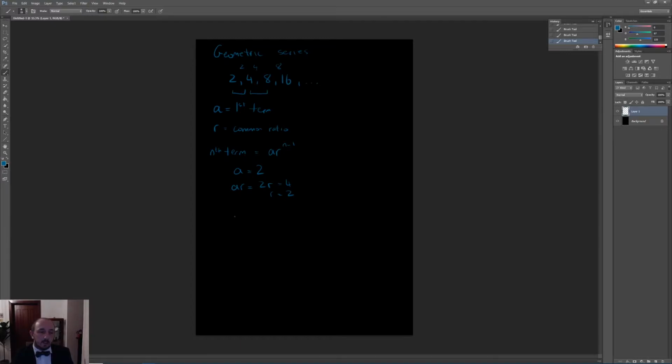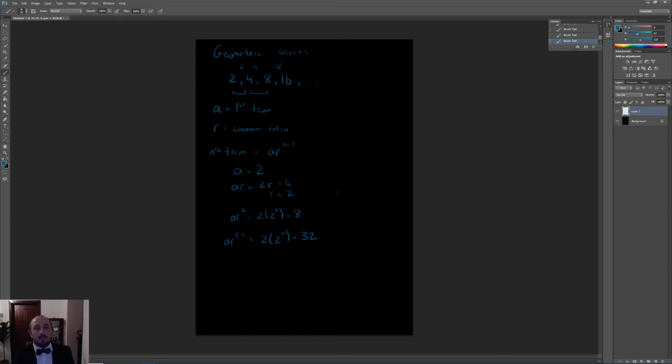The third term would be AR squared, because for the third term n equals 3, and 3 minus 1 gives us the 2 in the power. So AR squared would be 2 times the common ratio squared, which gives us 8. So we would be able to predict, for example, the fifth term, AR to the power of 5 minus 1, would be 2 lots of 2 to the 4. And 2 to the 4 is 16, so the next one in the terms would be 32.